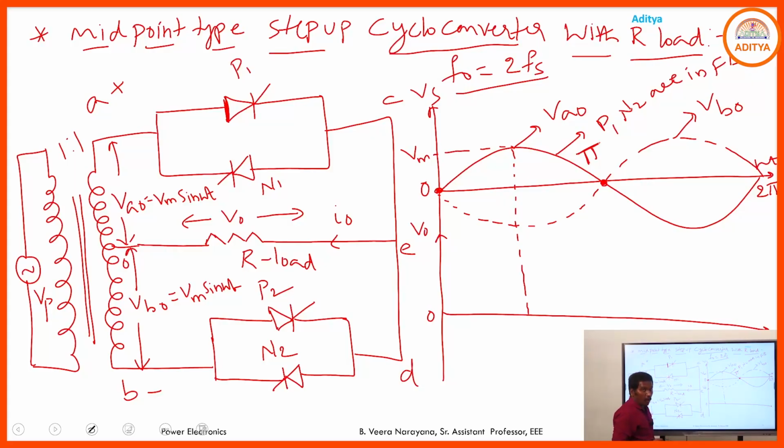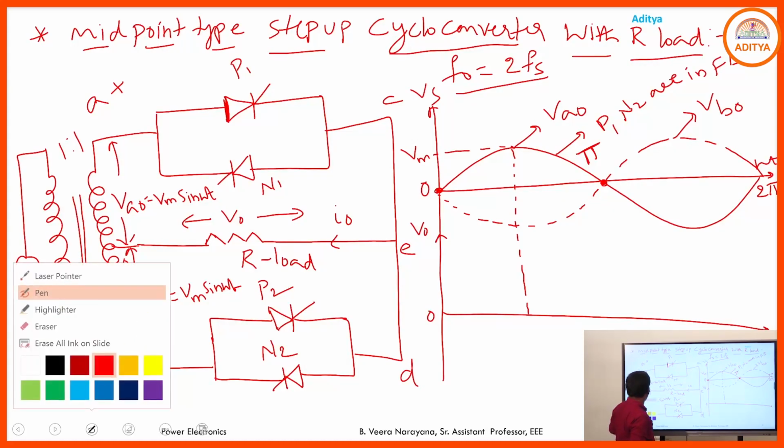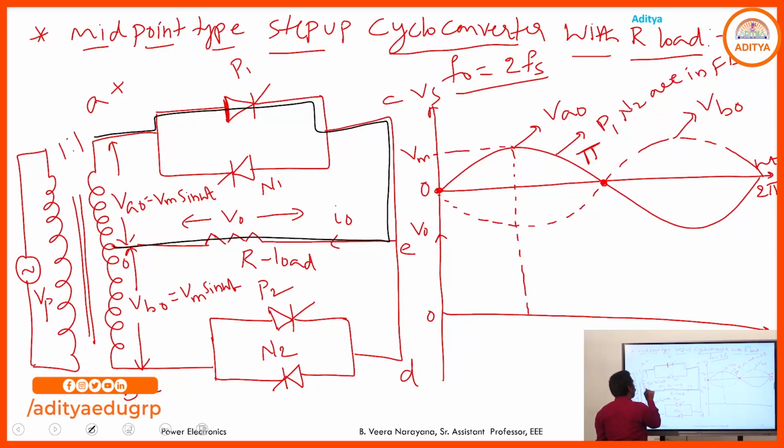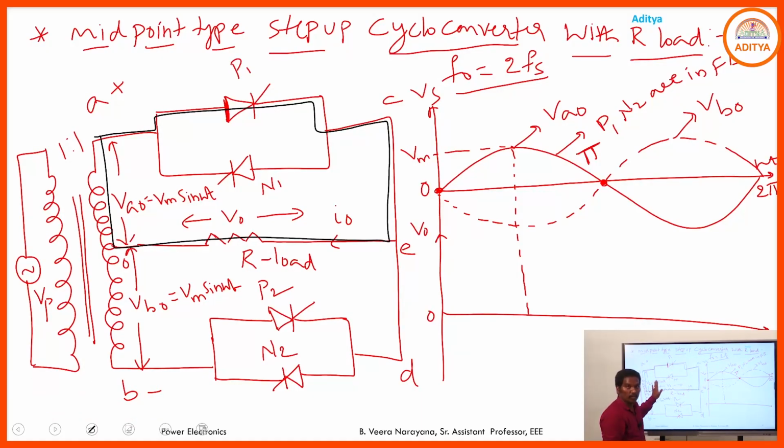If P1 is in the on state, the source VA0 is transmitted to the load, and the current flows through the circuit as given here: A plus, P1, C, E, R, O minus, and back to A. In this manner, the current flows through the circuit, and the output voltage simply follows VA0. What is VA0 here? This one, and observe here, this is considered as omega T1.